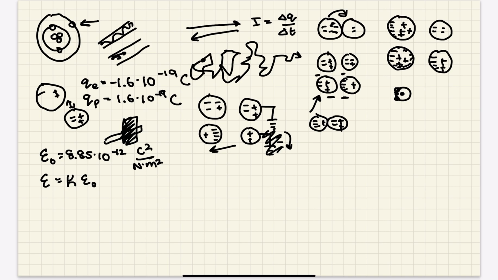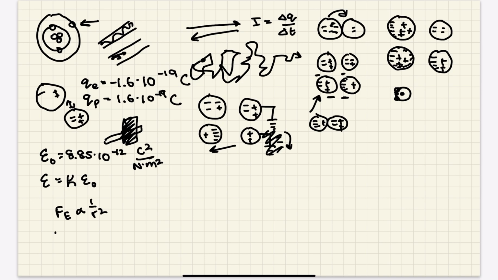And it follows this type of relationship. It's 1 over r squared, where r is the distance. So not just 1 over r, but 1 over r squared. It gets pretty weak when you go really far away from it. And this alpha symbol right here, that just means proportional to.